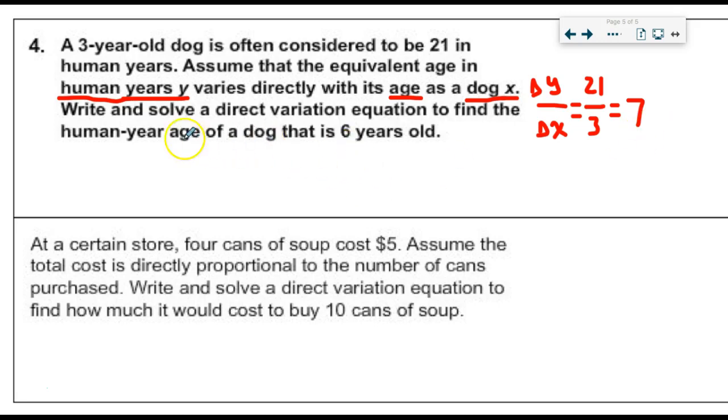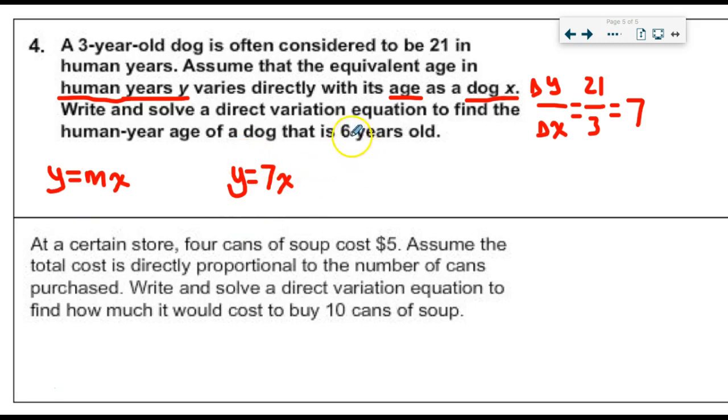So in other words, write and solve a direct variation equation to find the human year of a dog that is 6 years old. So first of all, remember at the very beginning it said that I'm writing the equation in the form y equals mx, where m is the slope, aka the direct variation, which I have found right here. So when it says write an equation, my equation is going to be y equals 7x, because the constant rate of change, or the slope, or the direct variation is 7. So 7 gets substituted in for m. There's my equation. Now I'm going to solve.